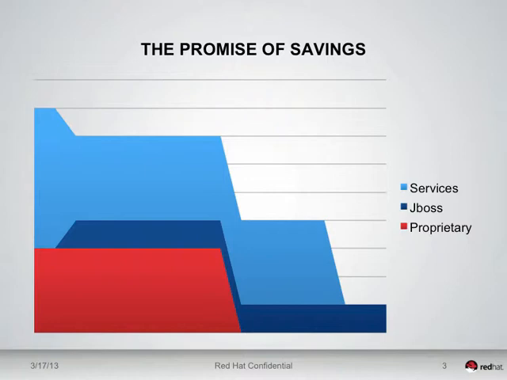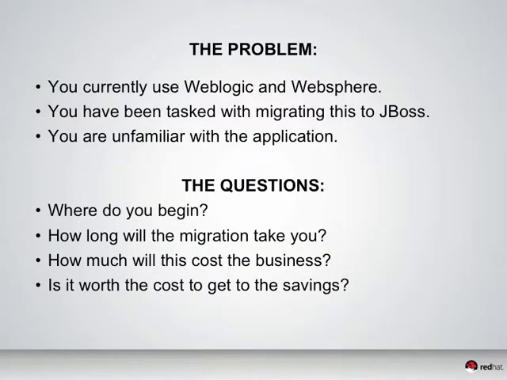So the idea behind Windup is to cut down this initial investment that you have to spend just trying to figure out what it's going to take to migrate you to JBoss, right? If you look at that blue, if that was just the analysis to get you to JBoss, you can see how it diminishes savings. And if we can chop that light blue off, obviously that would be ideal. Make it as cheap as possible to move.